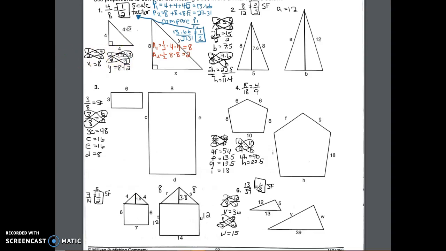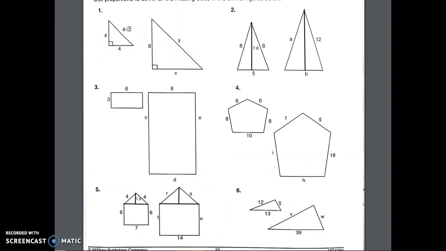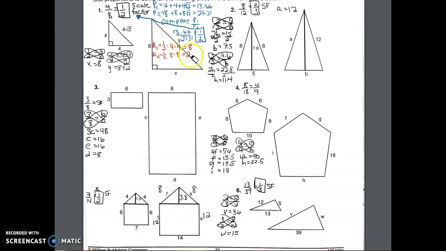Oops. No, I didn't want to do that. Okay, there we go. Got it back.